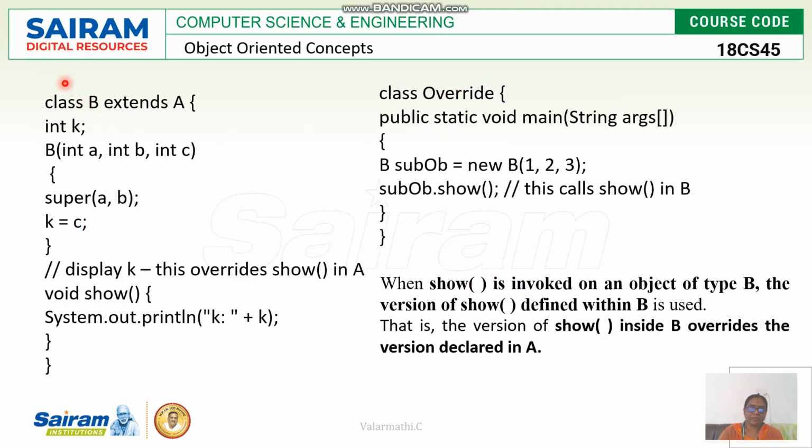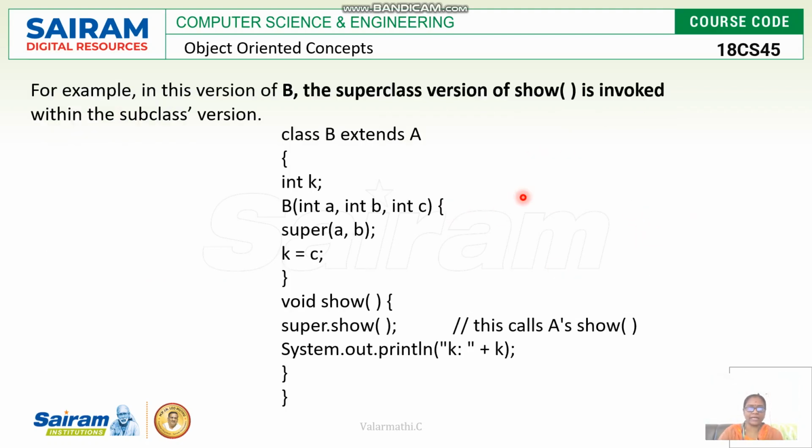Then similarly in the same class, B is extended by the class A. Here also super of AB constructor is called. Now if you want to check, the subclass object is created with the name subob. At that time show is called. Show will go and execute the definition of the show where the value of K is printed. Right? So this is called method overriding.